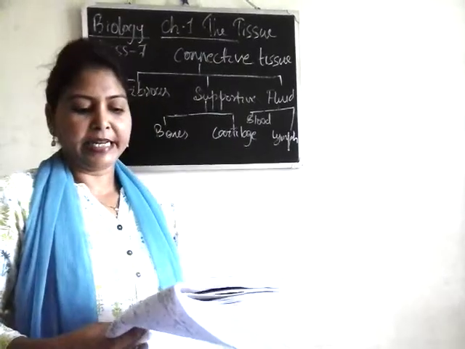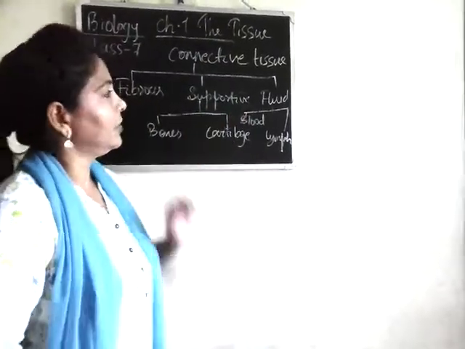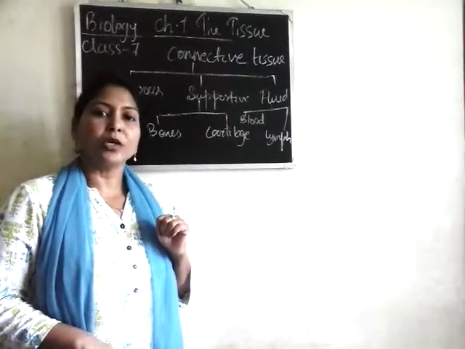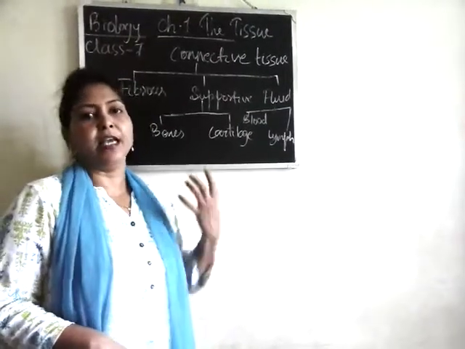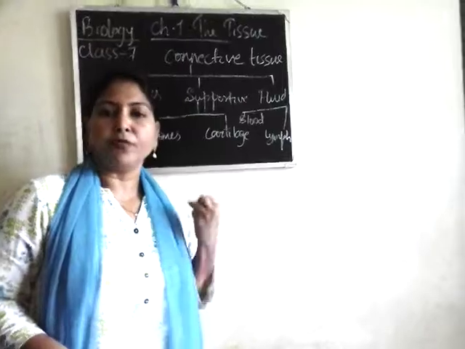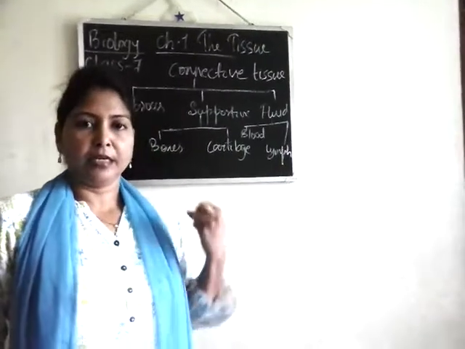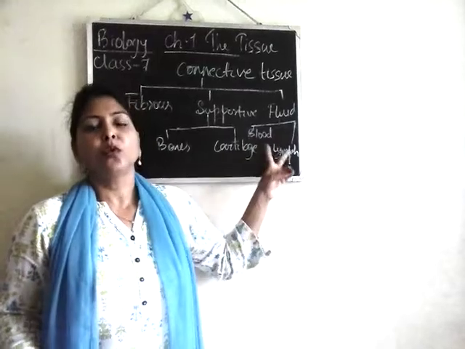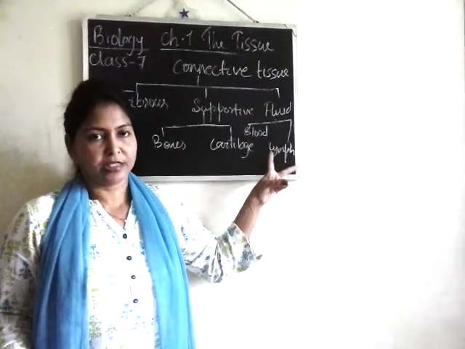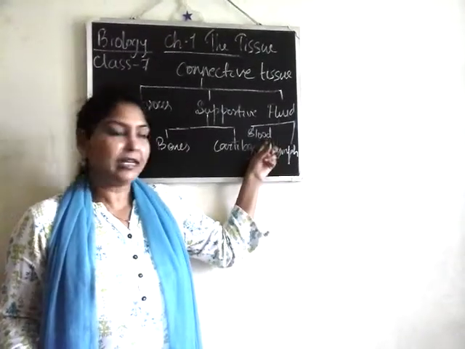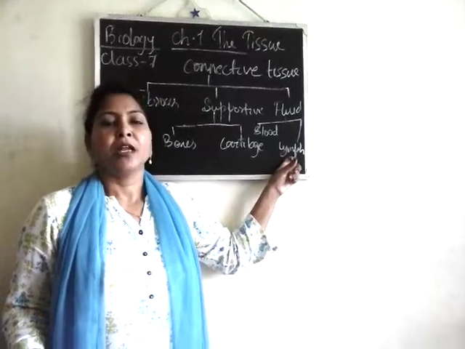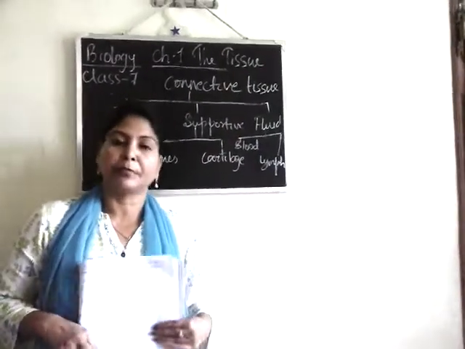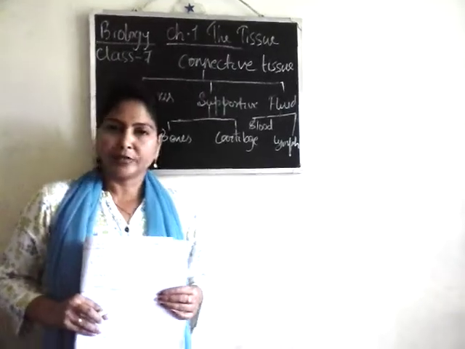Then we have the next type of connective tissue, that is fluid. Now, what is fluid? In our body, a certain amount of fluid is flowing. This fluid is comprised of two types of things, blood and lymph. Now, what is blood? You have studied blood in the circulation chapter and in other chapters also.